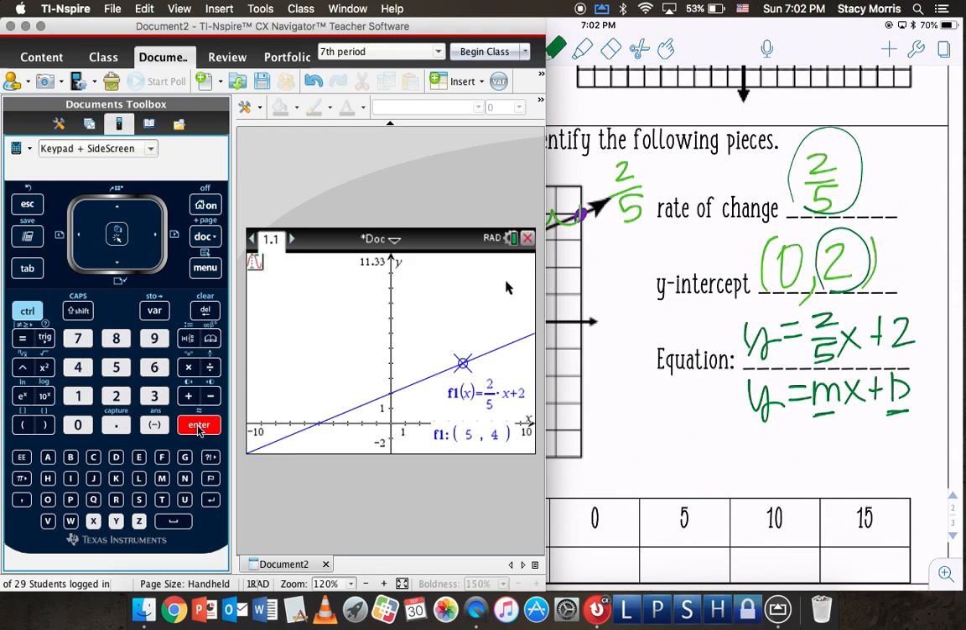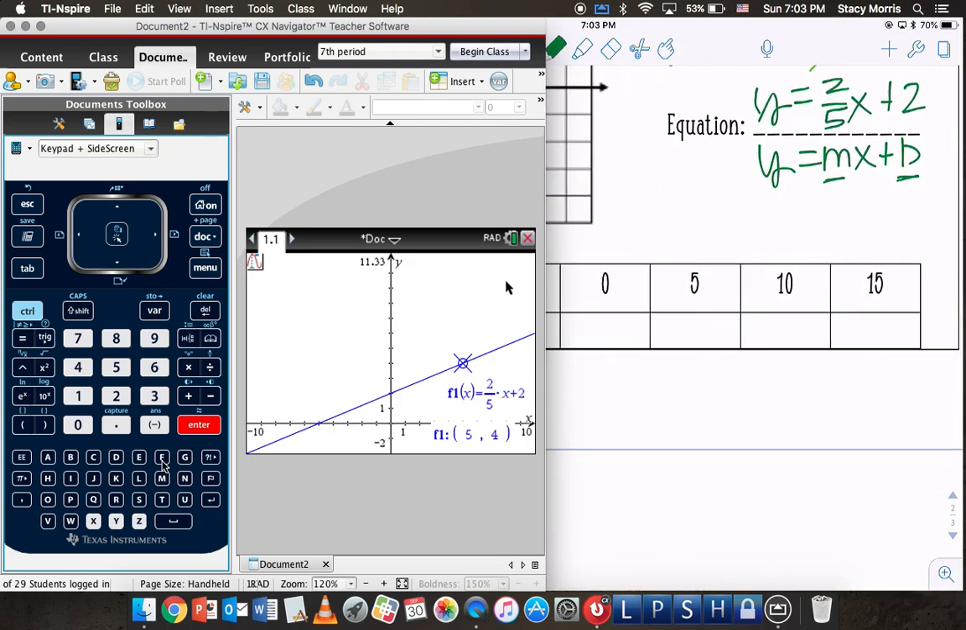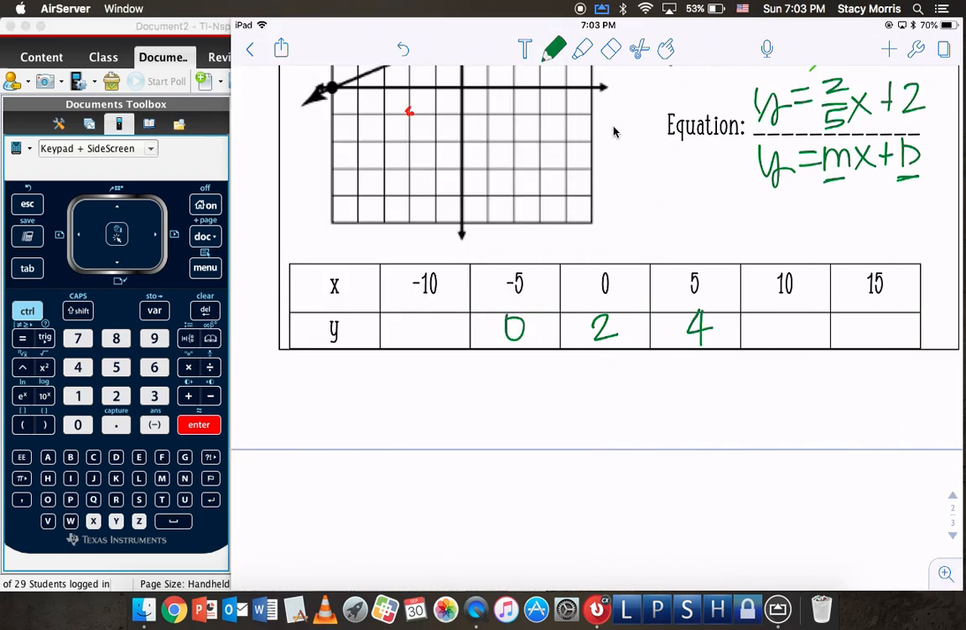So let's fill in our table using our calculator. So we already know 0, 2. Let's scroll up on my paper. 0, 2. Already got that. We already have 5, 4, and we have -5, 0. Those all came from the graph. So -5, 0, 0, 2, 5, 4. So now we need -10, +10, and +15.